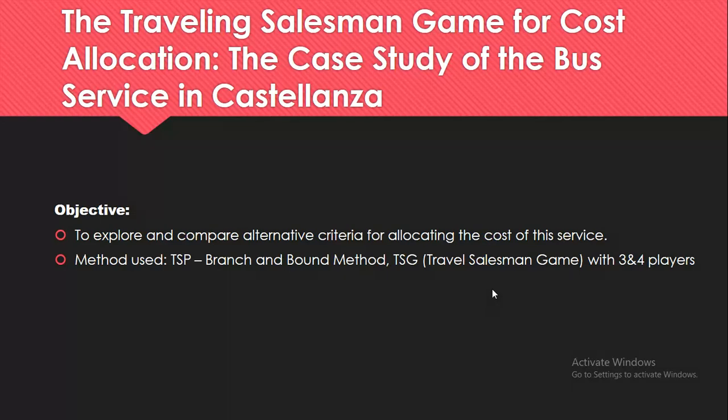Basically this paper exists because there is an issue between the bus service and also the agency, if I'm not mistaken, while I was reading the paper. So this paper exists to find a way to split the cost allocations.